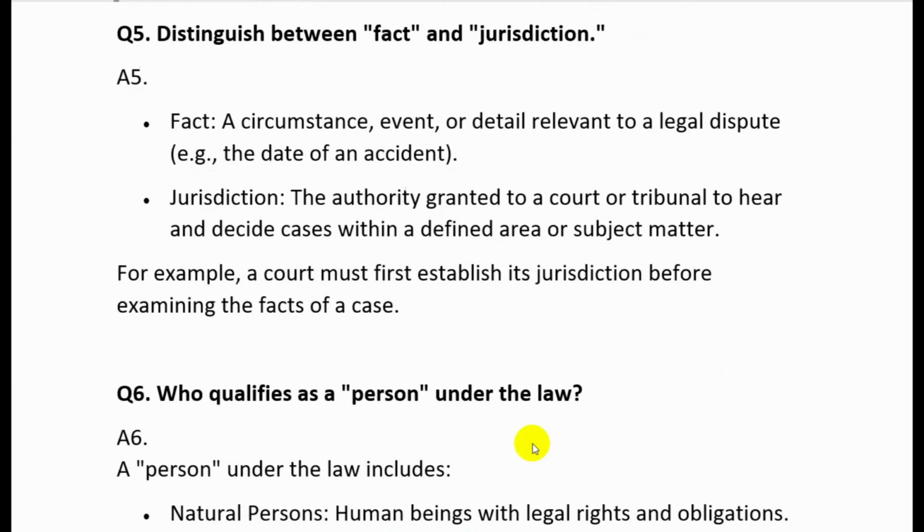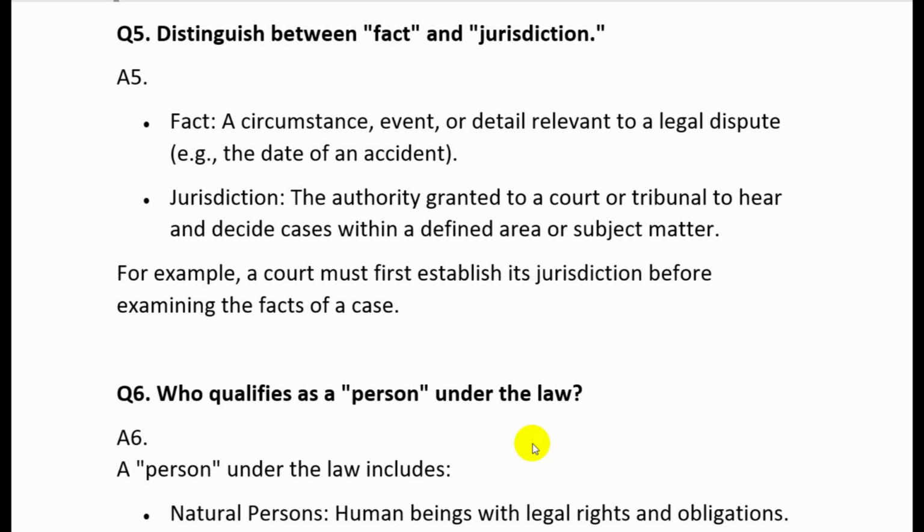Distinguish between fact and jurisdiction. I'm just going through the reading of this because I don't find that I need to explain much in detail about these topics. Where required, I'll go into more detail.